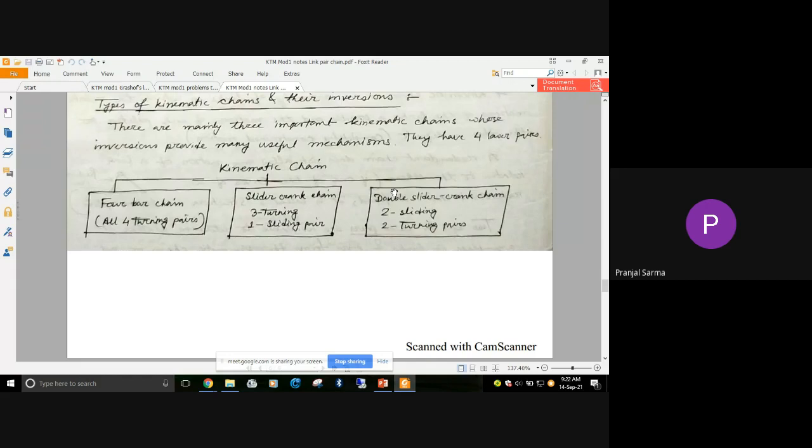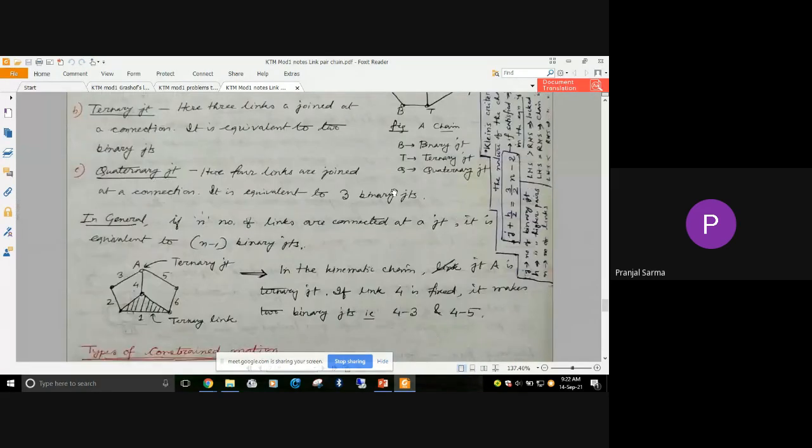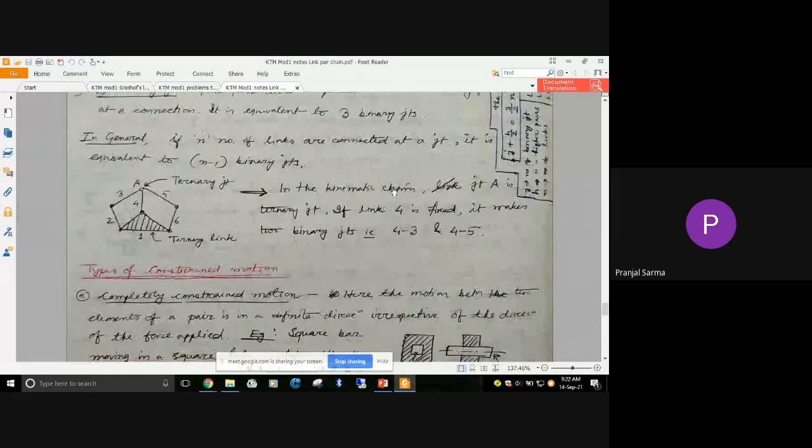and the inversion of them we are going to discuss. Okay, so later on we have also discussed how to find out what kind of joint this is, whether binary, ternary, quaternary, etc., and if n number of links are connected at the joint, then it is equivalent to n minus one binary links. Okay, that means a ternary joint is equivalent to two binary joints. Quaternary joint, so 4 minus 1, equivalent to 3.